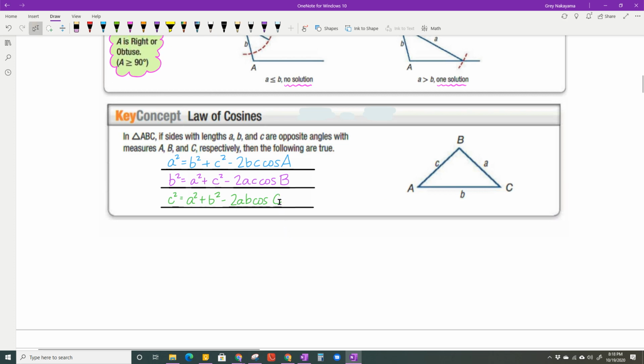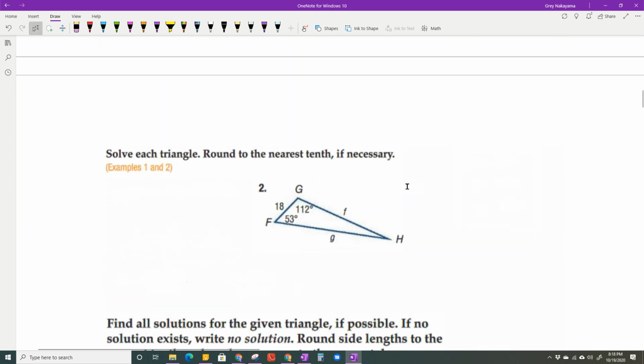Now, the most important thing you've got to remember is that this angle is opposite that side. So whatever angle is over here needs to be opposite that. Okay? And for the law of cosines, I find it easiest to remember that you use it when you don't have a pair, like we did in the law of sines. Some people like to remember that it's when you have two sides and the angle in between, or three sides. All right, so let's go look at our problems.